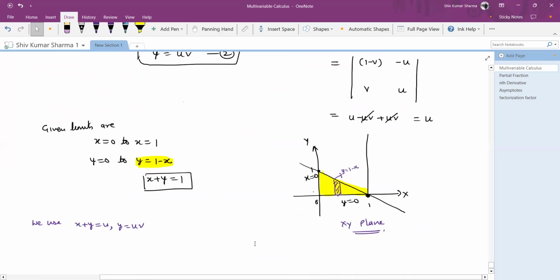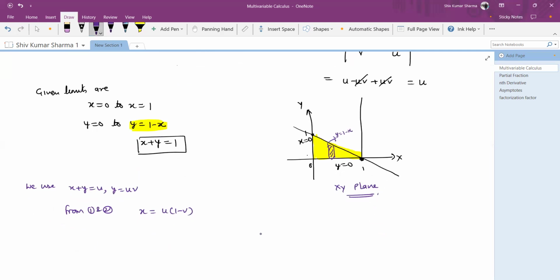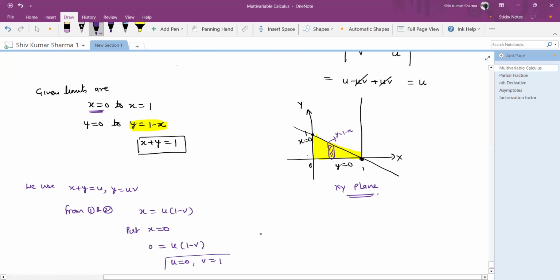So first we write down, from 1 and 2, x gives us u into 1 minus v. This is our lower limit for x, so put x equal to 0. So 0 is equal to u into 1 minus v, which gives us u equal to 0 or 1 minus v equal to 0, so v equal to 1. So these are the limits when we put x equal to 0.